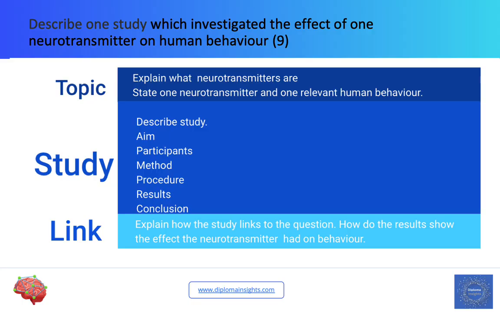And finally, again, we make sure that we explicitly explain how that chosen study links to the topic of neurotransmission and the effect it has on behaviour, making sure that we explain how the results of this particular study clearly demonstrate the effect that one neurotransmitter had on human behaviour.